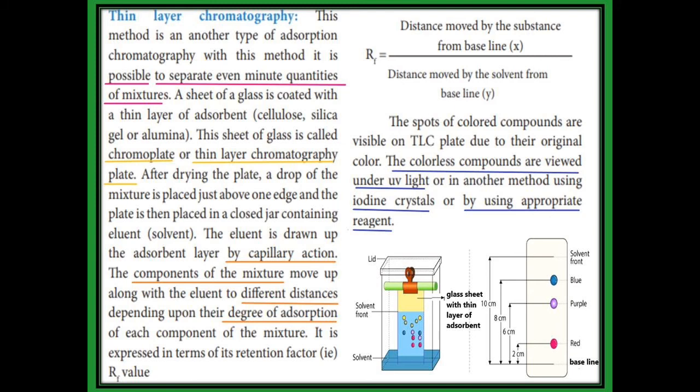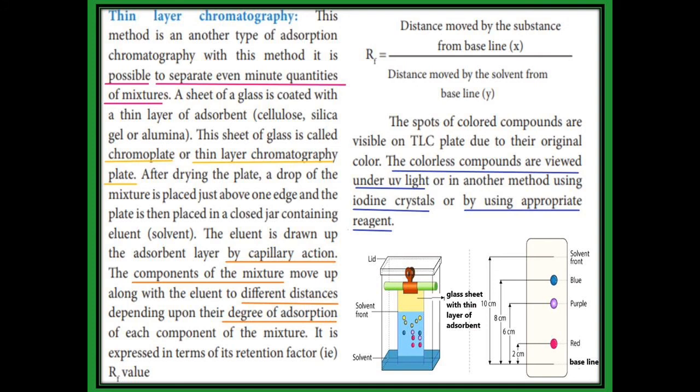For example, to calculate the redundancy factor for red color, the red color substance moved 2 centimeter. Then the solvent alone moved 10 centimeter. So the redundancy factor for red color is 2 divided by 10. So we get 1 by 5, or 0.2. That is the redundancy factor. So suppose we get a redundancy factor like this for the red color compound, what is the compound? They have already checked the redundancy factor. Through that chart we can find out what is the red color compound, what is the purple color compound, what is the blue color compound.